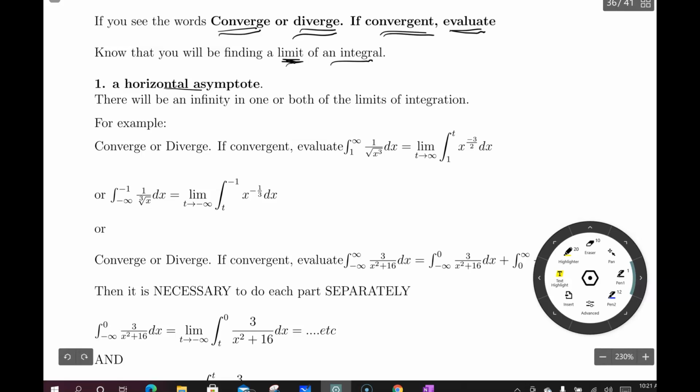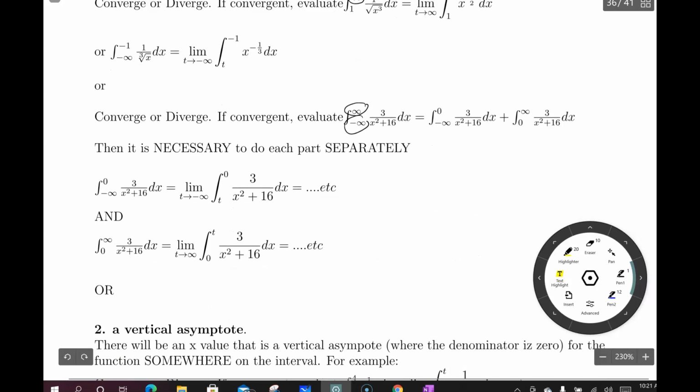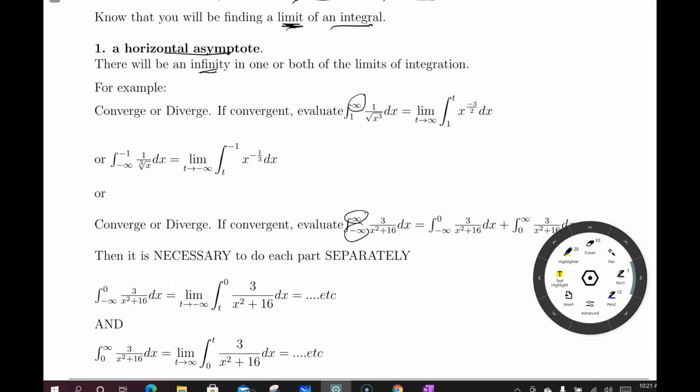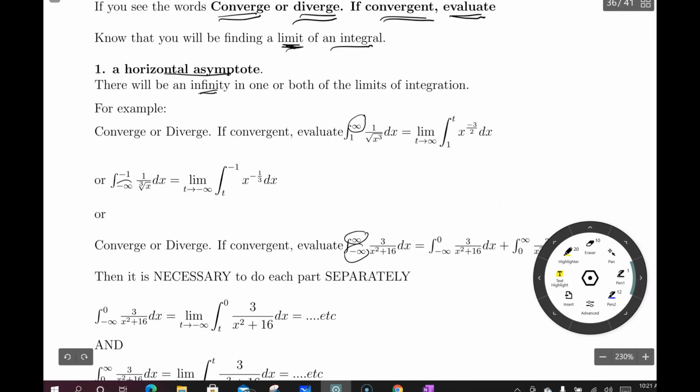If you have a horizontal asymptote, there's going to be a plus or a minus infinity in one or both of the limits of integration, right? So here I have an infinity, here I've got infinity and negative infinity. I guess I didn't give you an example of just one with a negative infinity. Oh, here you go, or just this, right? So these are the three things. You have a positive infinity in your limit of integration, a negative infinity, or you have both. And you have to go do them separately, so you've got two integrals on deck.